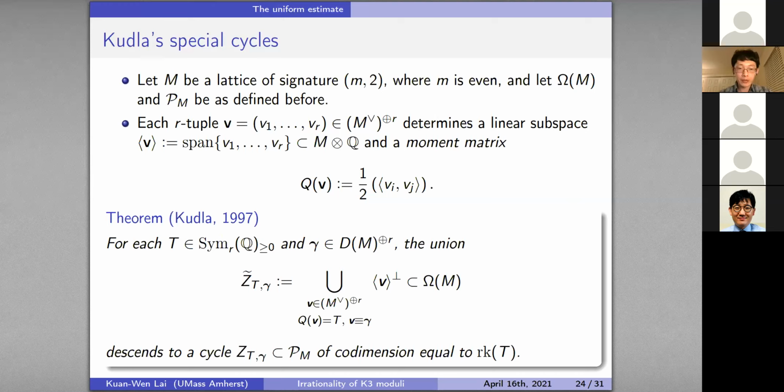So if you fix an R by R symmetric matrix T with entries in Q, which is semi-positive definite, and also fix an R-tuple γ in the R copies of the discriminant group. So in this case, γ is an R-tuple of elements in the discriminant group. And given this T and this γ, we can define this union D_{T,γ} tilde.